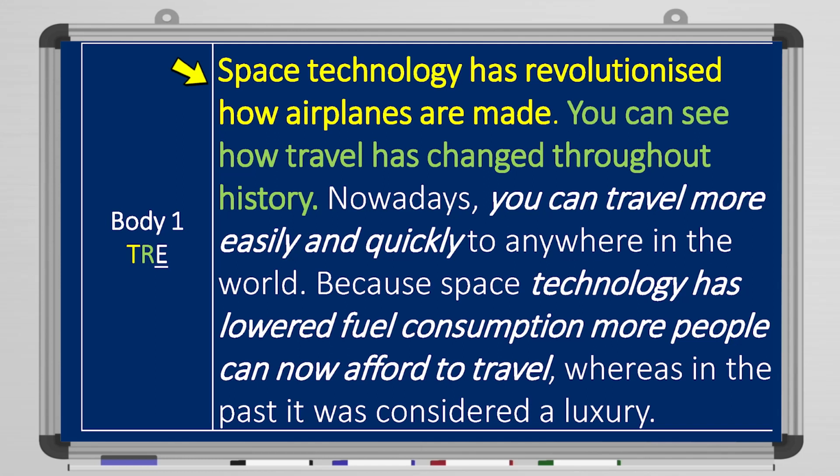You can see how travel has changed throughout history. This is why it revolutionized airplanes. This is how. Nowadays, you can travel more easily and quickly anywhere in the world. Easy. Providing you with an explanation and examples. Because space technology has lowered fuel consumption, more people can now afford to travel.